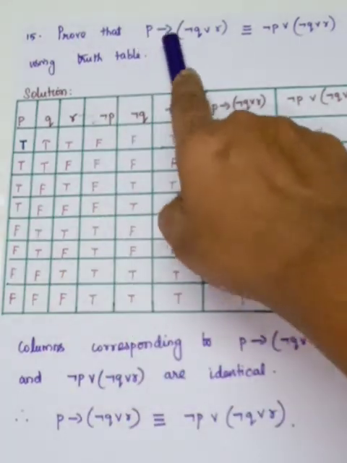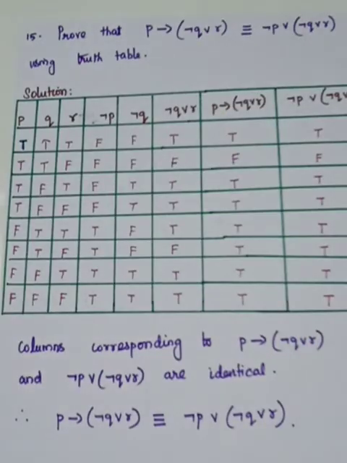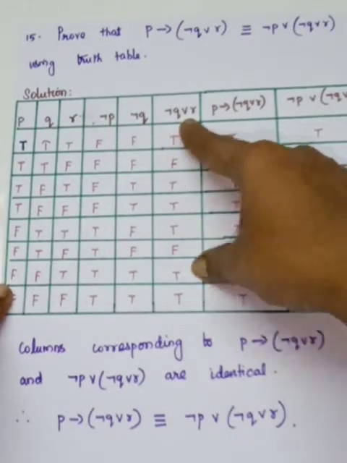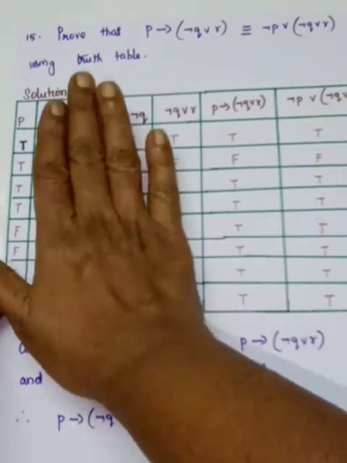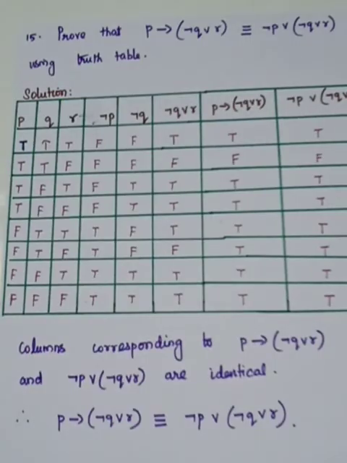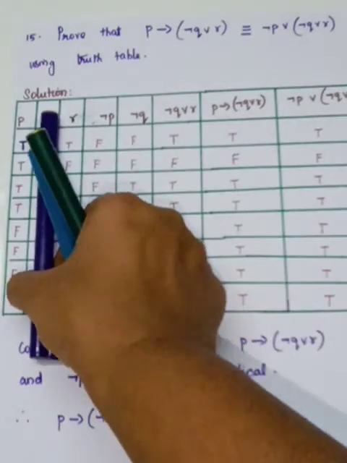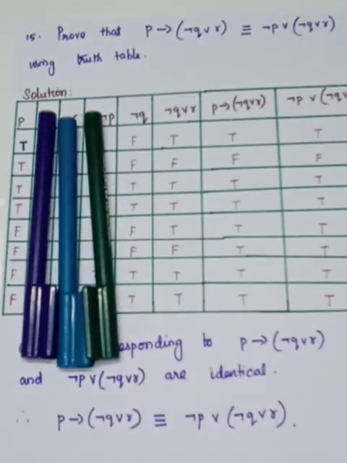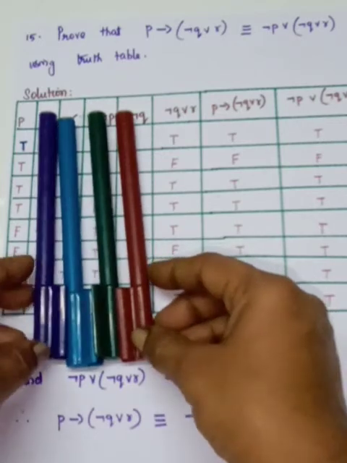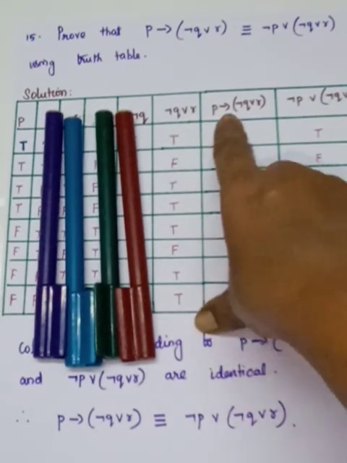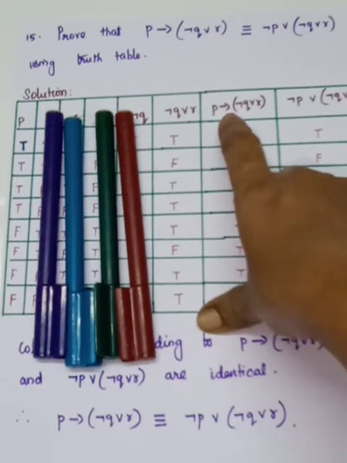Next one, what do you have to do? P implies negation Q or R. P is in the first column, so you look at the first column, and negation Q or R is in the sixth column. So you have to see only the first and the sixth column. So you have to hide the second, third, fourth and fifth columns, all the in-between columns. You have to concentrate only on the first column as well as the sixth column. In between you are having implies, so it is a conditional statement.